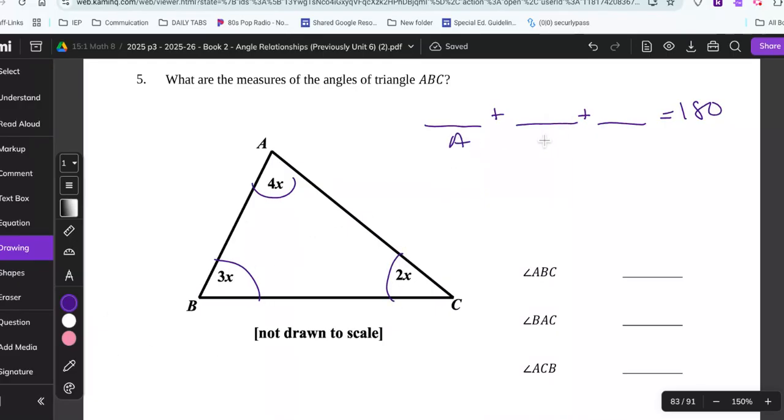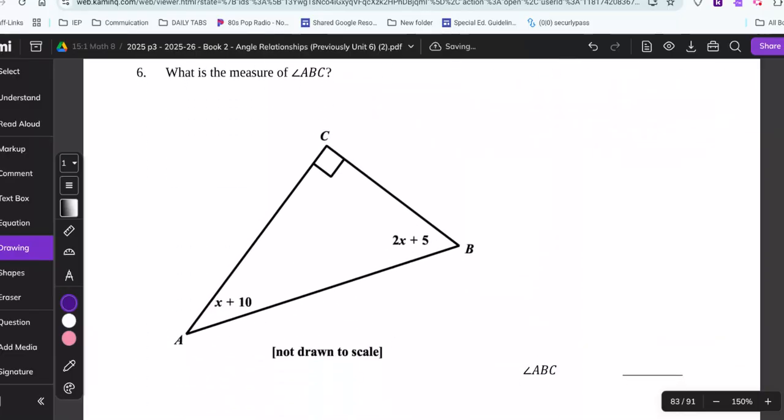Okay, so we have angle A, B, and C. Once you get those, we can plug those in from here. And again, remember this is 90. Angle A plus angle B plus angle C equals 180.